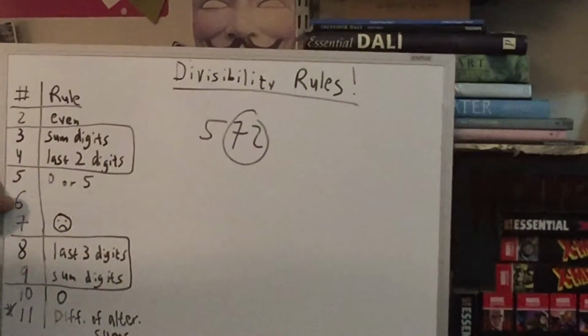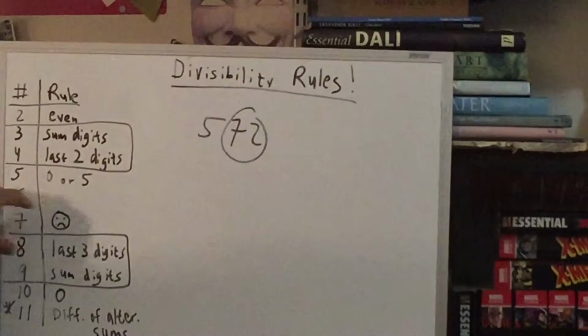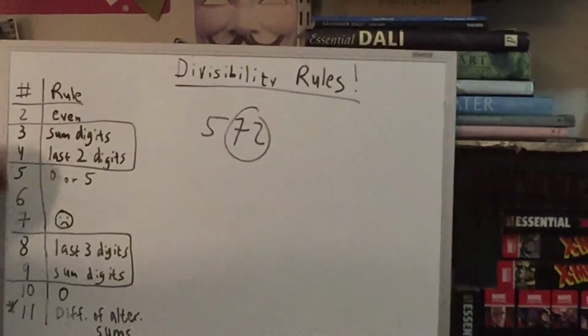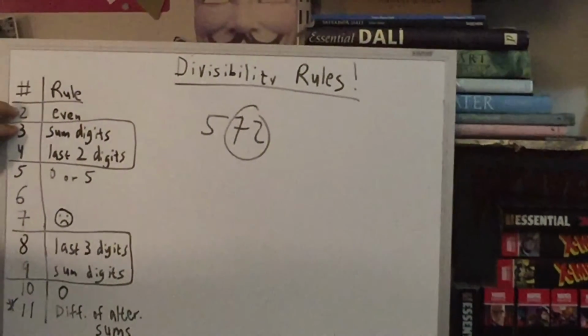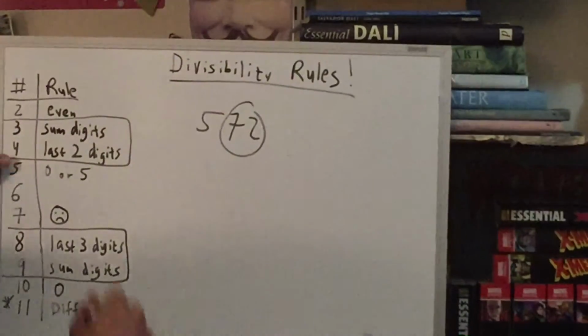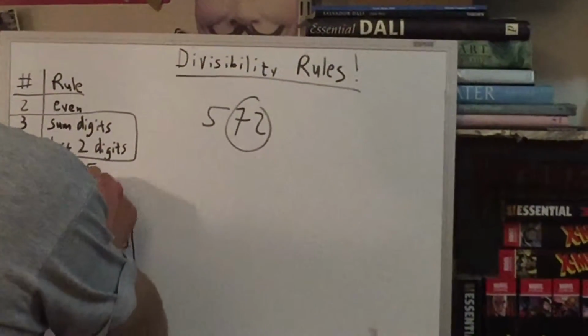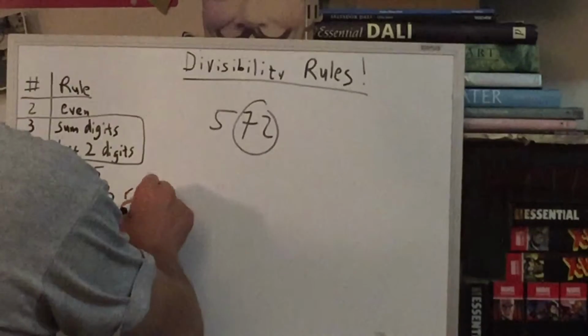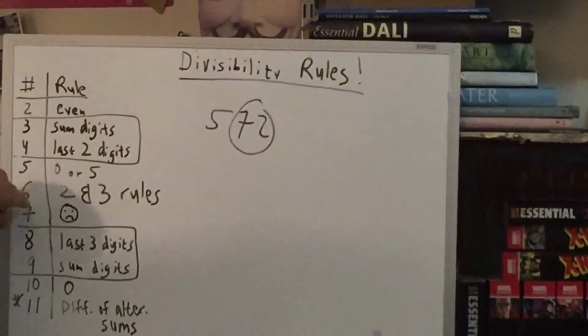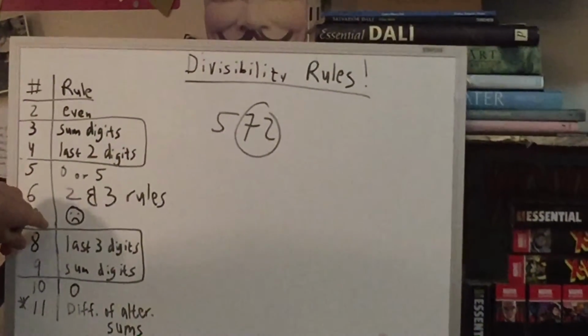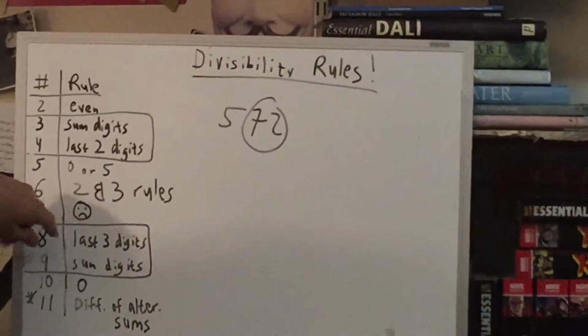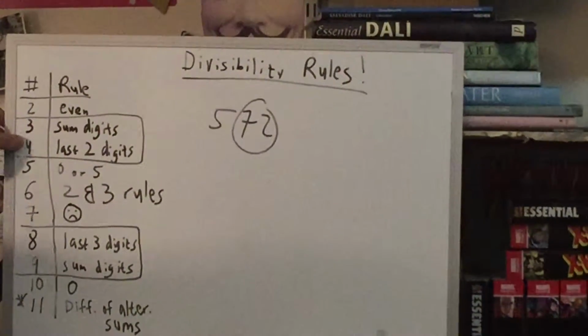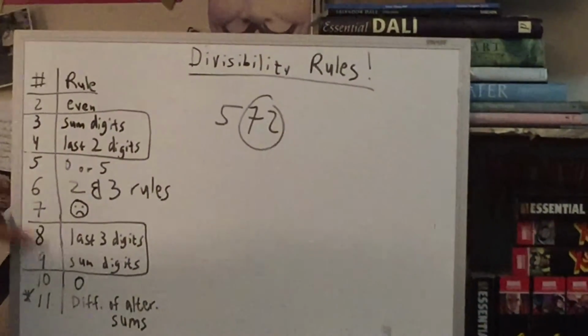For 6, I left it blank because we don't need a separate rule for 6. We're just going to use the 2 and 3 rules because 2 and 3 multiply to 6. Now this works the same way if you want the rule for 36: it would be the rule for 4 and 9, so you would look up the 4 rule and the rule for 9.